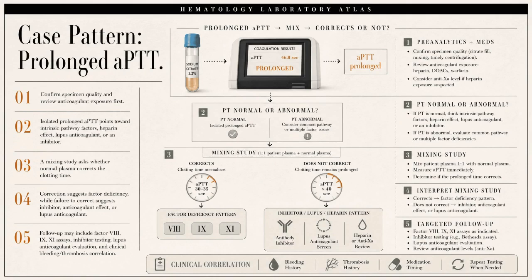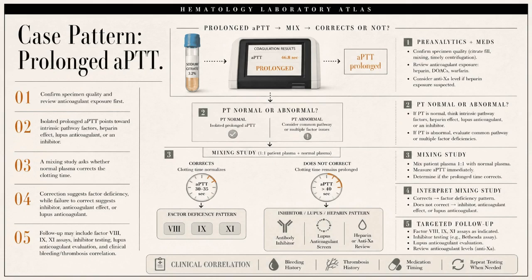Correction with normal plasma suggests a factor deficiency. No correction suggests an inhibitor. Factor 8, 9, and 11 deficiencies can cause bleeding. Factor 12 deficiency prolongs APTT but usually doesn't cause bleeding. Lupus anticoagulants prolong APTT but are linked to thrombosis, not bleeding. Always start with the patient's clinical picture.